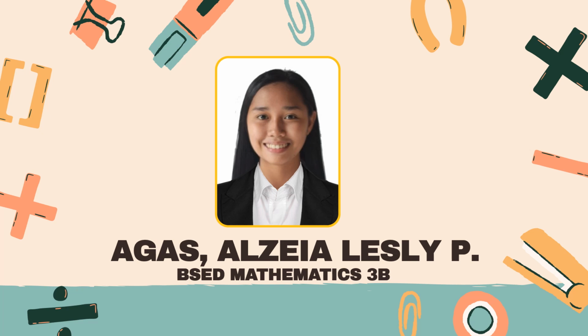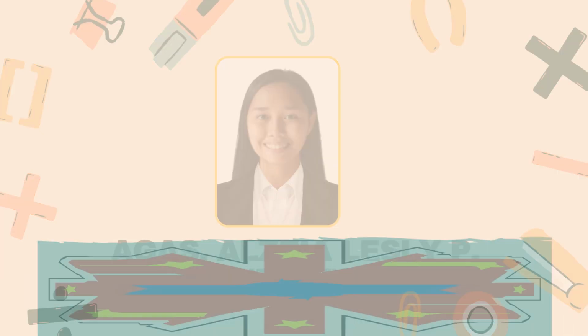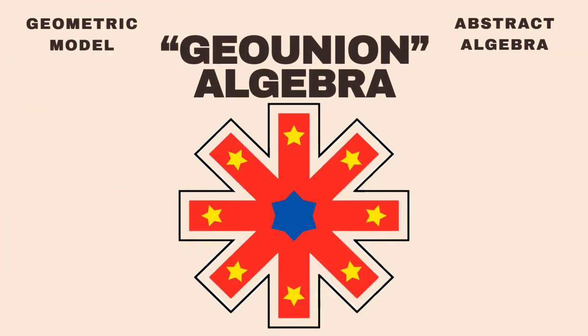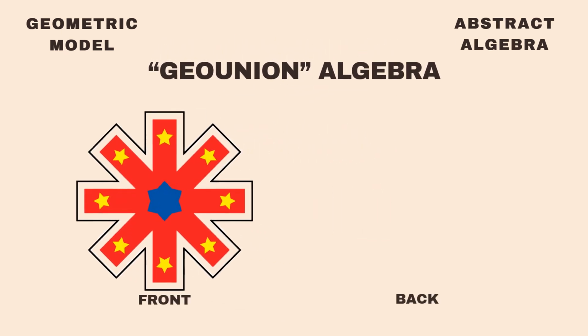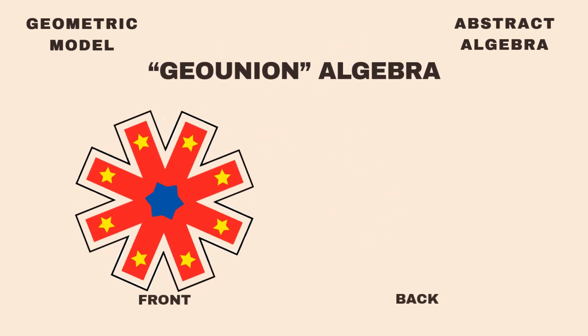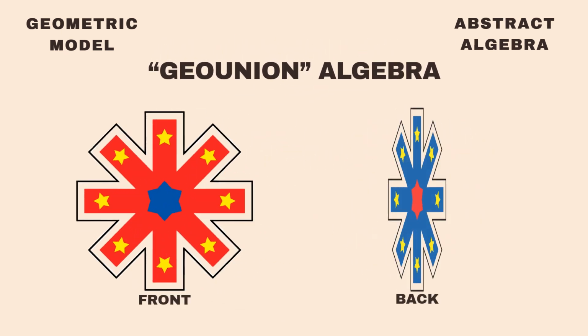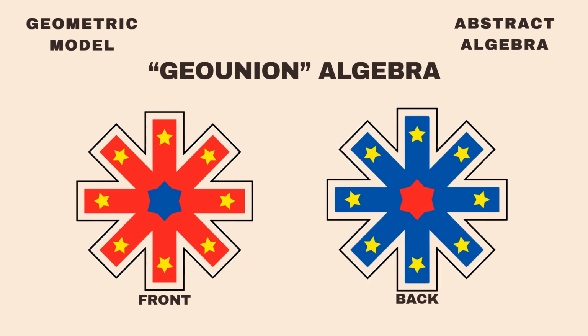This geometric model is named the J-Union Algebra. The design of this model is inspired by the flag of the United Kingdom, also known as the Union Jack. So this is the front face and then the back face.